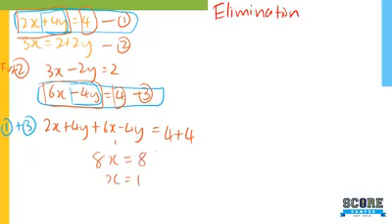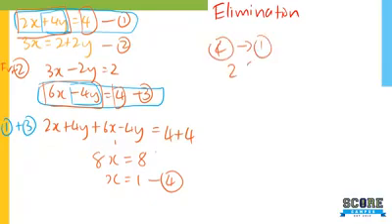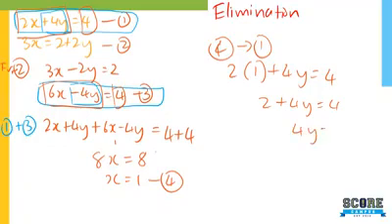x equals 1, which is the same answer as just now, right? This is equation 4. And now you do the same thing again. You can sub it into anything you want. Let's just say you sub equation 4 into equation 1. 2 times 1 plus 4y equals 4. 2 plus 4y equals 4. 4y equals 2. y equals half.